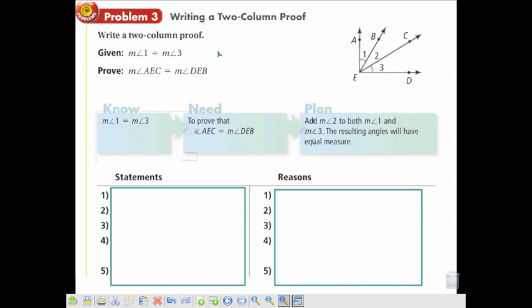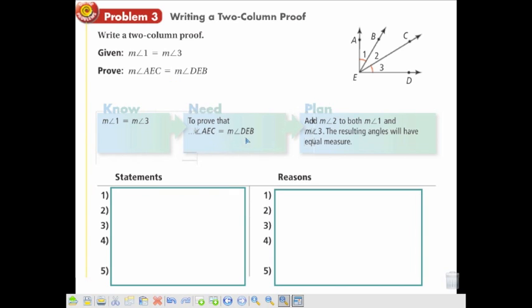Okay, so here's an example of writing a two-column proof. We're given that angle 1 is congruent to angle 3. Okay, that's here in our picture. And we want to prove that angle AEC is congruent to angle DEB. Notice we haven't been told anything about angle 2.